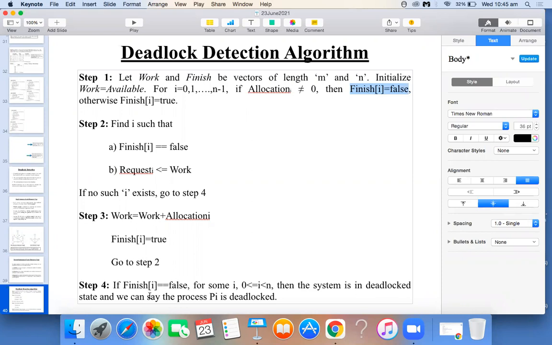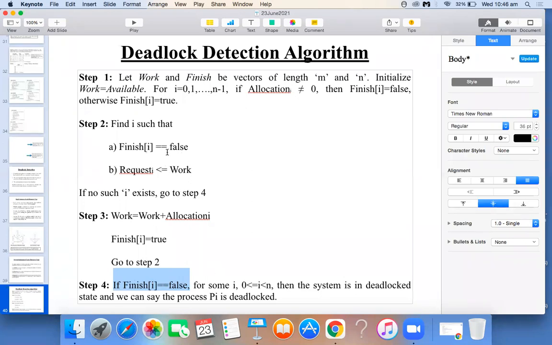That's why I am checking in step 4. If any one process is false, it indicates that the system is in a deadlock state, which means deadlock has been detected. That's what step 4 indicates. Clear with this? Okay, fine.